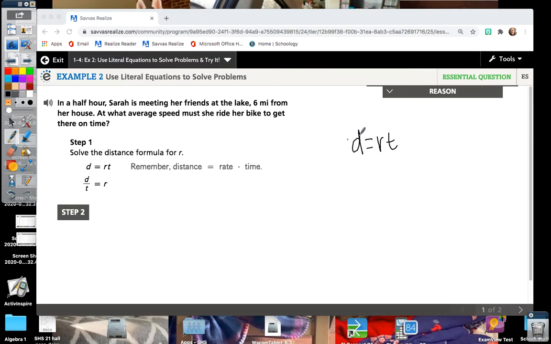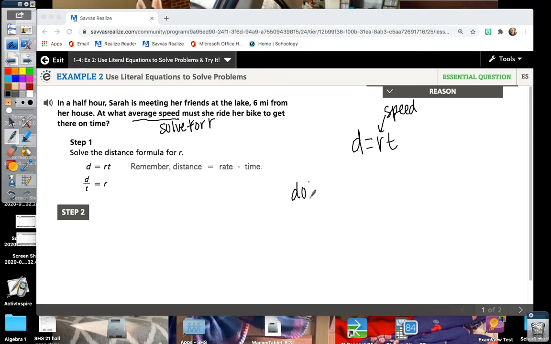We're going to give you these formulas. That rate right there, that's your speed. That's how fast she's going. That's what rate means. That's our miles per hour. So we want to find the average speed, which means we want to solve for r.